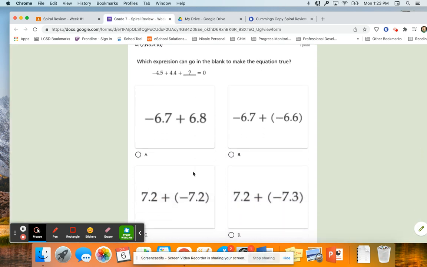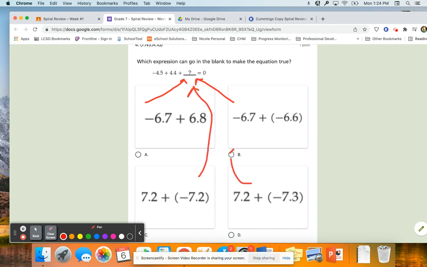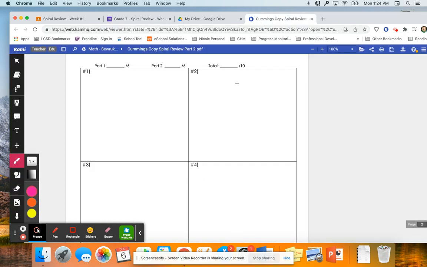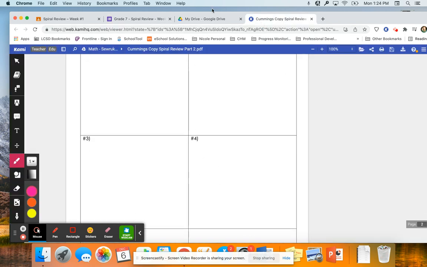Question number 4, which expression can go in the blank to make the equation true? Negative 4.5 plus 4.4 plus which one of these things, when you put it in there, and you can do it in your calculator, which one of those would make it so that it equals 0? You should plug all these in and see which ones are correct. And then you can write that once again on your purple paper.